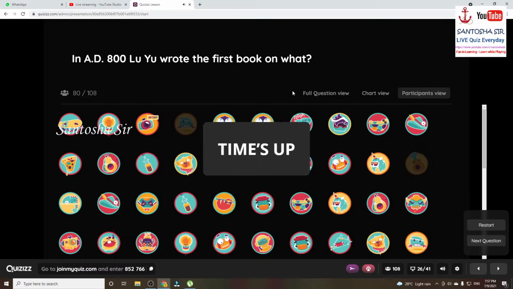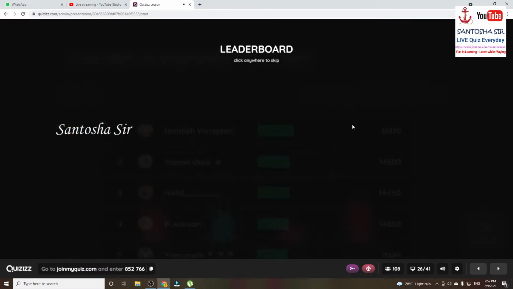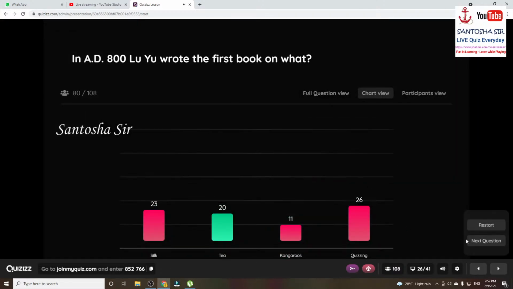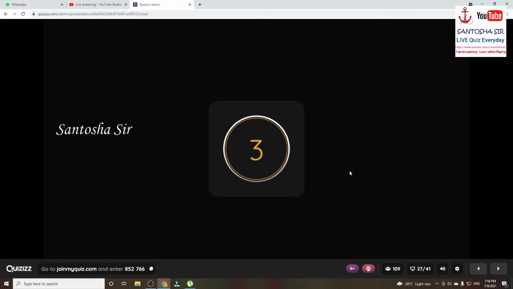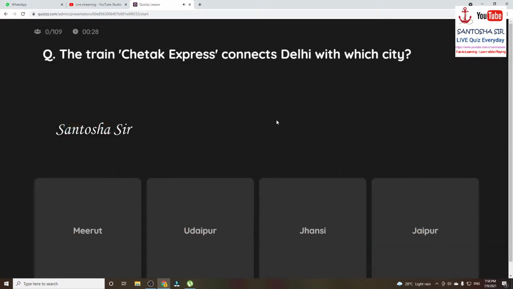There ends the time. 80 members picked it up now. Fifth position replaced. 20 members answered it correctly. A lot of confusions again. 27th question. Here comes. The train Chetak Express connects Delhi with which city? Meerut, Udaipur, Jhansi, or Jaipur?